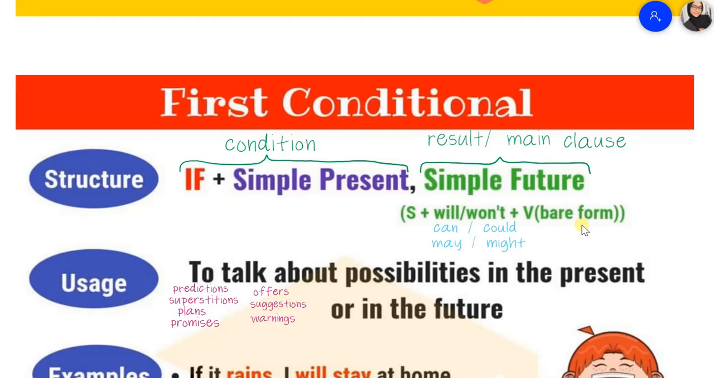Kata kerja yang asal. For example, it is not looked, but it is look. The bare form is look without ed. Other than will or won't, you can even use can or could, may or might. So when do we use the first conditional?